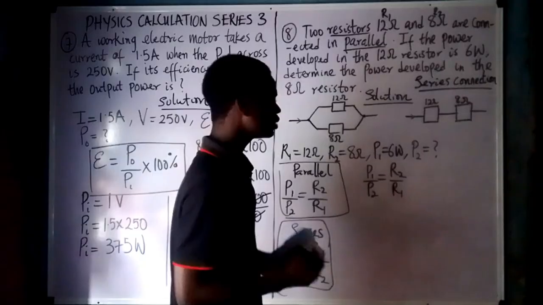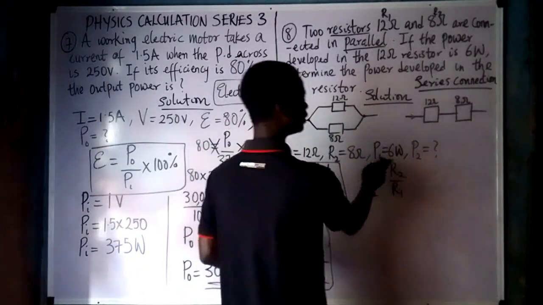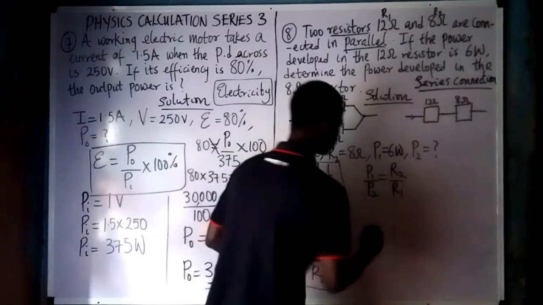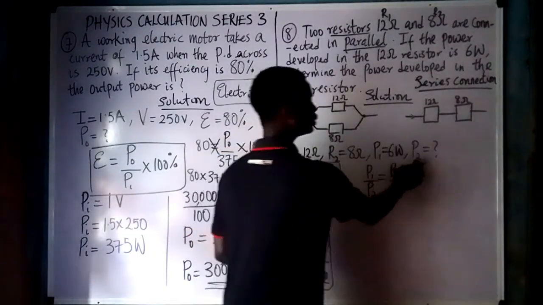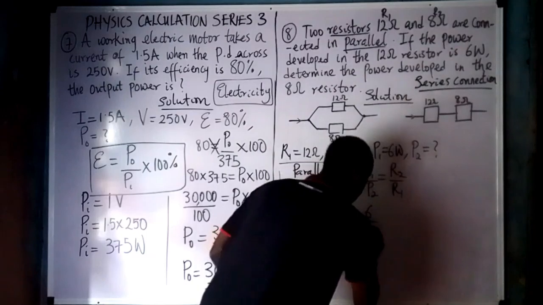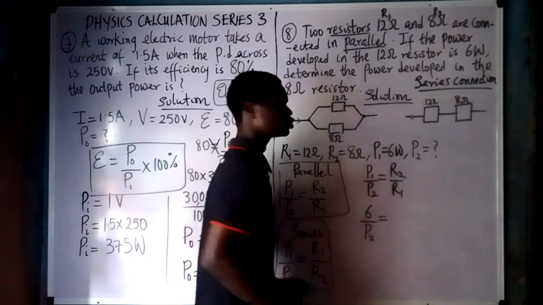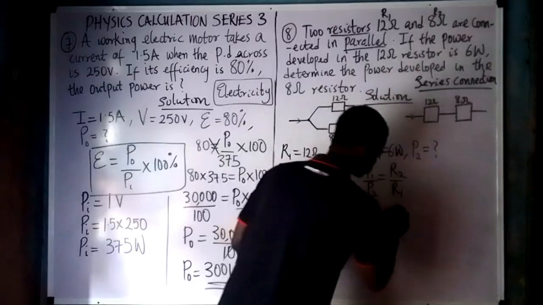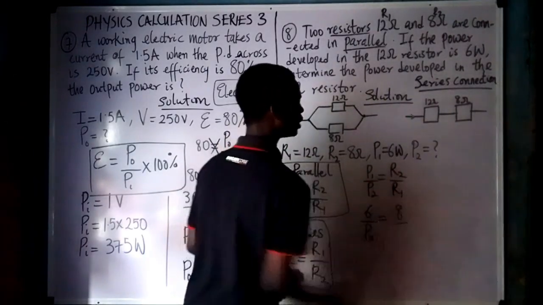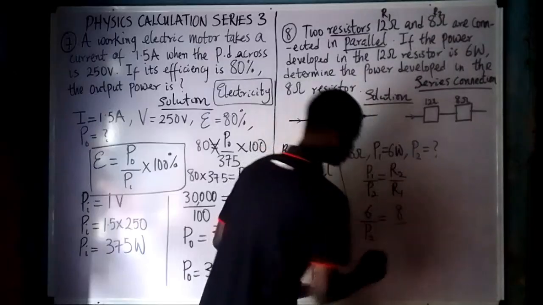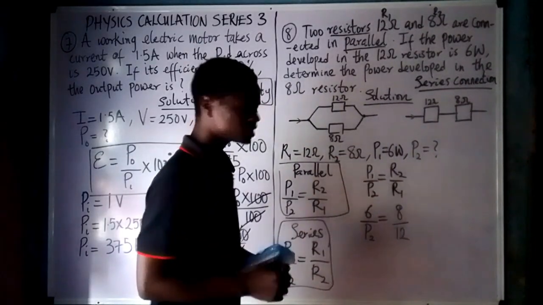So the next thing to do is to input all the values we have. Our P1 is 6, so we'll say 6 over P2, which is unknown, so we'll leave it as P subscript 2, equals R2, which is 8, so we say 8 over R1, which is 12. So we say over 12. That is how it is being done.